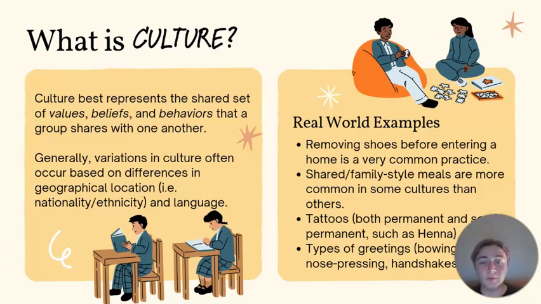Some examples from the real world are removing shoes before entering a home, which is a very common practice, especially in Asian countries and, of course, many other countries, but it's most prevalent in Asian countries. Shared family-style meals are more common in some cultures than others. Tattoos, both permanent and semi-permanent, such as henna. Polynesian people have very strong ties with their tattoos, and they're very meaningful. There are a lot of tattoos that they get at different stages of life, like after accomplishing certain things, and I think it's beautiful. I love it so much.